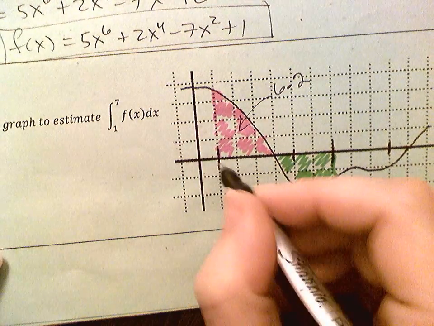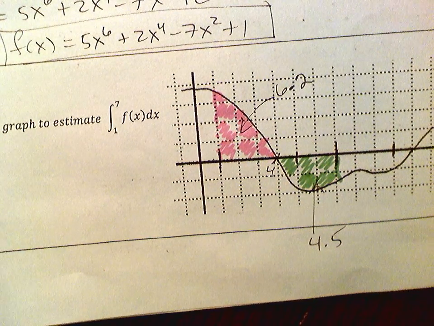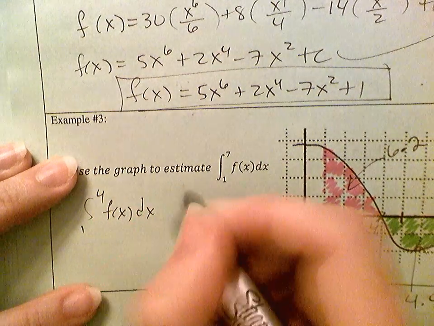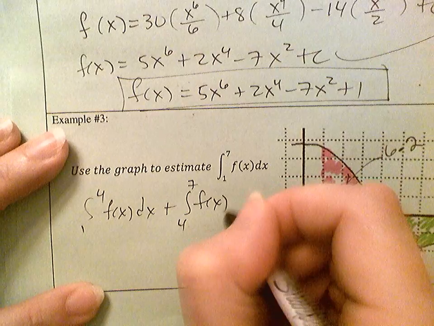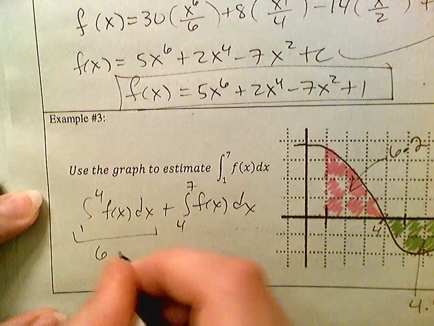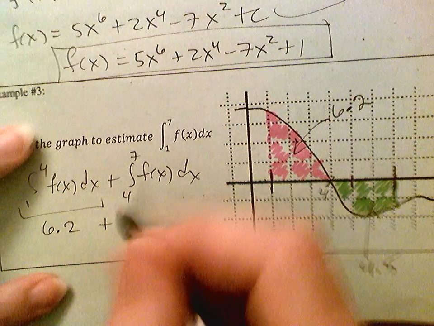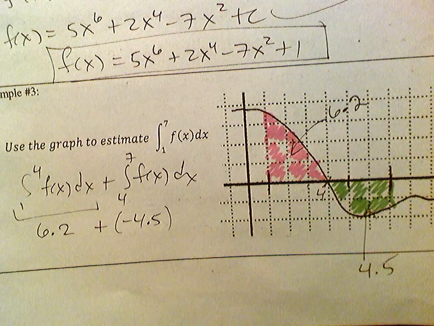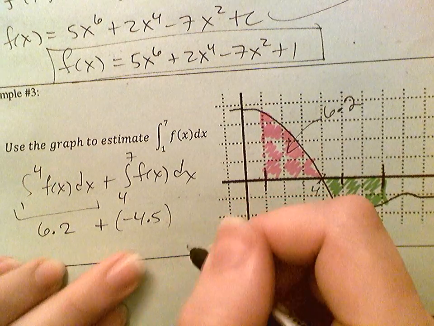All right. So when I compute this integral, I'm going to do the integral from 1 to, what is this? 1, 2, 3, 4. That was 4 right there. I'm going to use additivity. The integral from 1 to 4 of f of x plus the integral from 4 to 7. Alrighty, this integral is about 6.2 plus this integral is about 4.5, but that's a negative area. So I get 6.2 minus 4.5 is 1.7. Okay, so about 1.7.